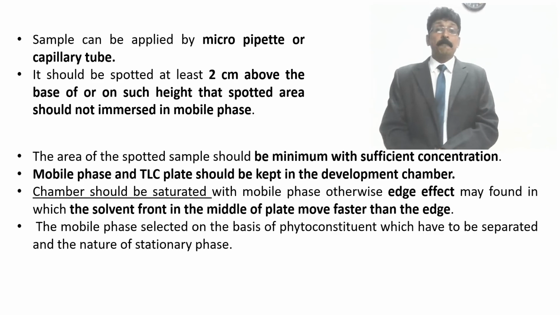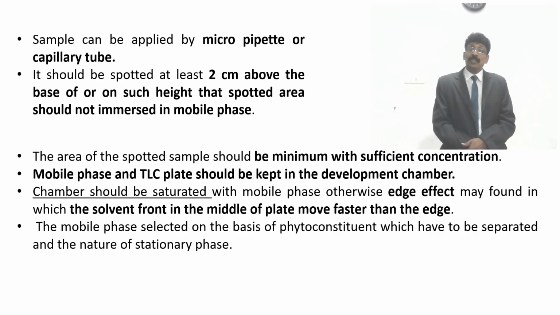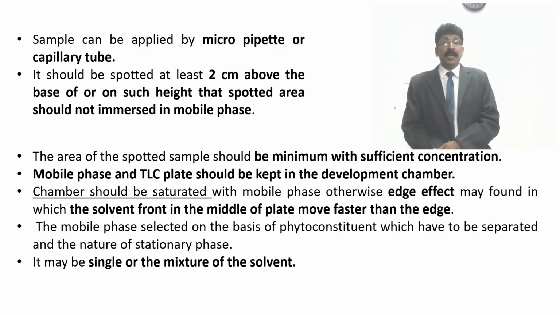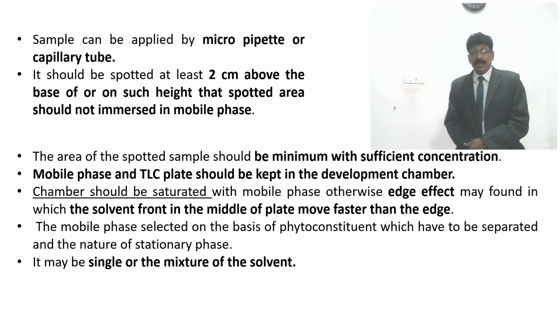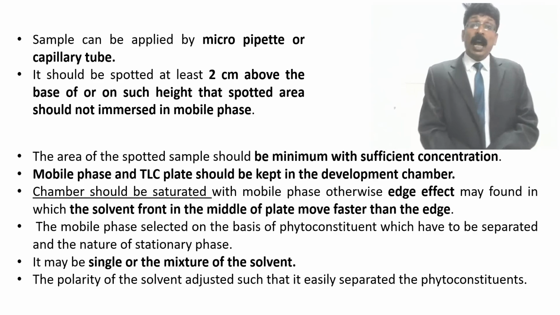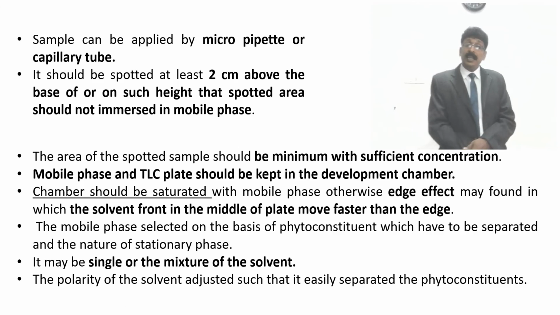The mobile phase is selected on the basis of the phytoconstituents which have to be separated and the nature of the stationary phase. It may be a single solvent or a mixture of solvents. Single means isocratic, a mixture of solvents we will say gradient method, and the polarity of the solvent is adjusted such that it easily separates the phytoconstituents.